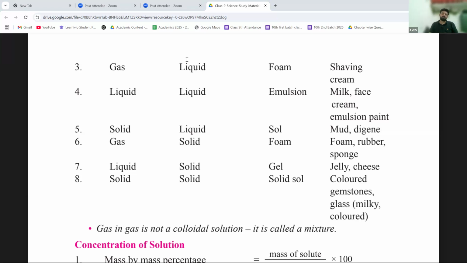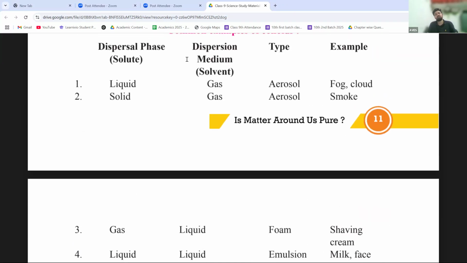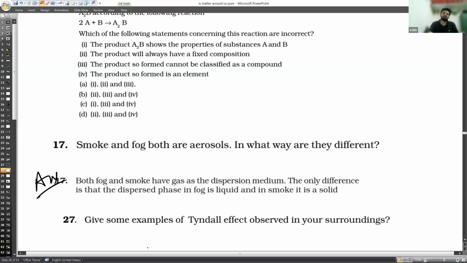Okay. Can you tell me what is the difference between smoke and fog? Both are aerosol. So there is a difference between their dispersal phase. In fog there is liquid as a dispersal phase, but in smoke there is solid as a dispersal phase. So please note it down. Note this question in your notebook. This is an important question. Write down question number 17 and answer.